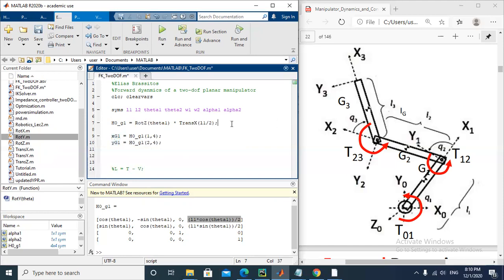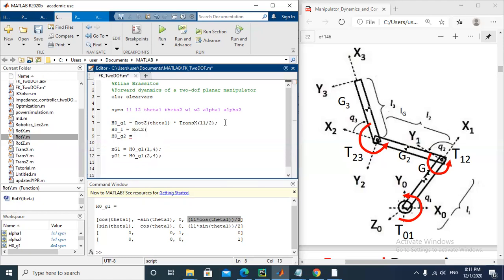Okay, now let's go ahead and find HOG2, because we're interested in the position of the center of gravity of the second leg. What is HOG2? It is equal to HO1 times something. Well, what is HO1? HO1 is the homogeneous transformation to frame 1, which is here. So HO1 is equal to what?